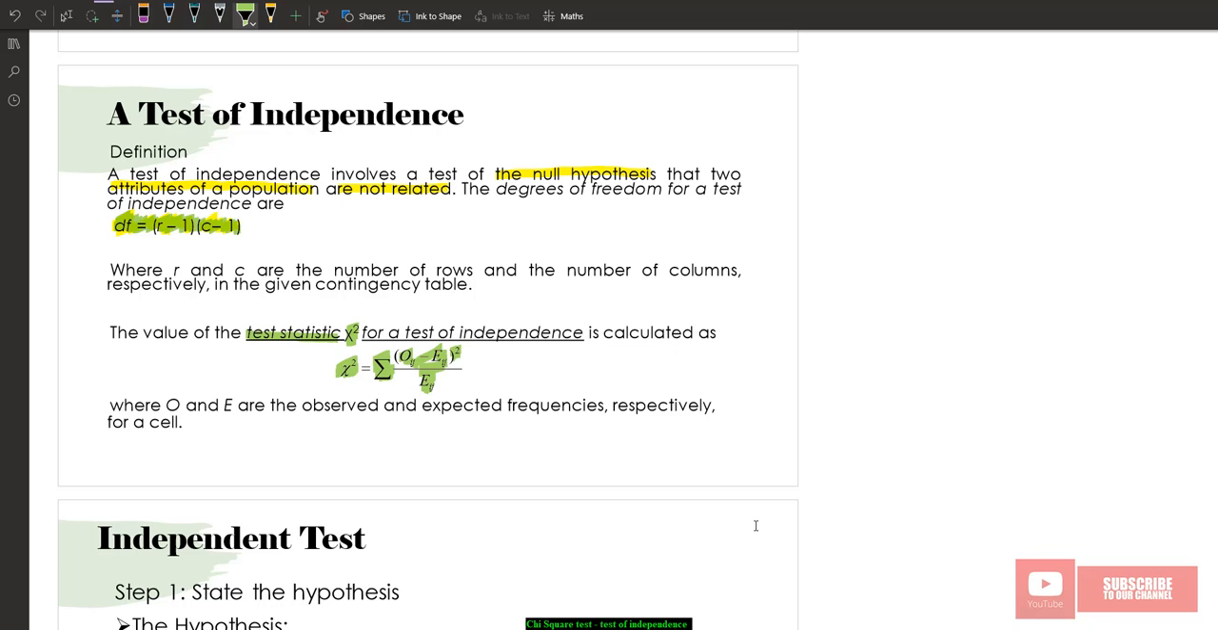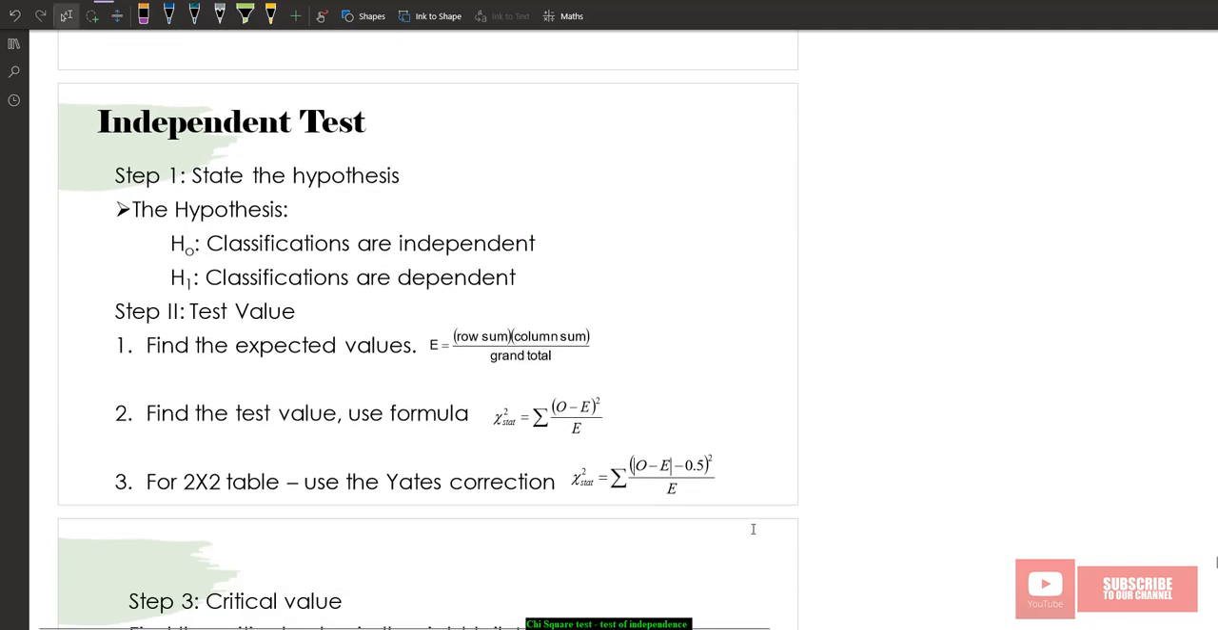We're going to use the chi-squared distribution, and the degrees of freedom are slightly different from the previous one, which was goodness of fit. The degrees of freedom are the number of rows minus 1 multiplied by the number of columns minus 1. Now, on to the steps to do the independence test.